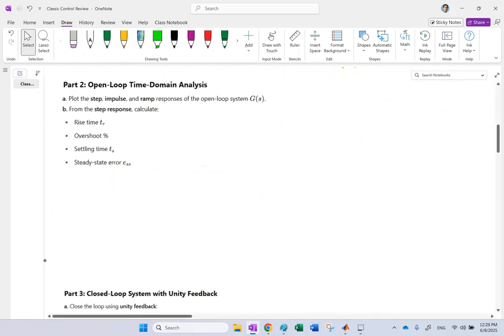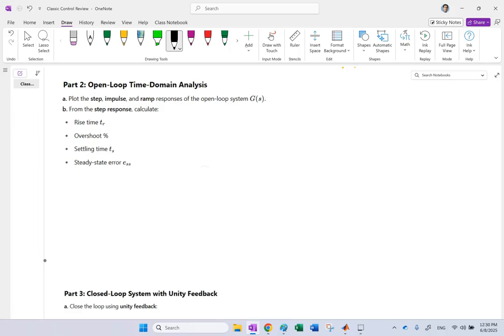Here we are going to plot the step, impulse, and ramp responses of the open loop system with G only, and then find from the step response rise time, percent overshoot, settling time, and steady state error. Now, I show you these responses, and you can also do it analytically as well. Maybe one of them I do analytically for you. And then, of course, we can use MATLAB as well. And then I also analytically and over the graph show you these numbers.